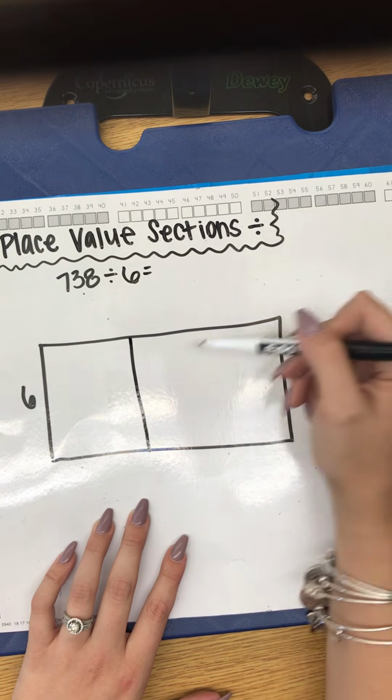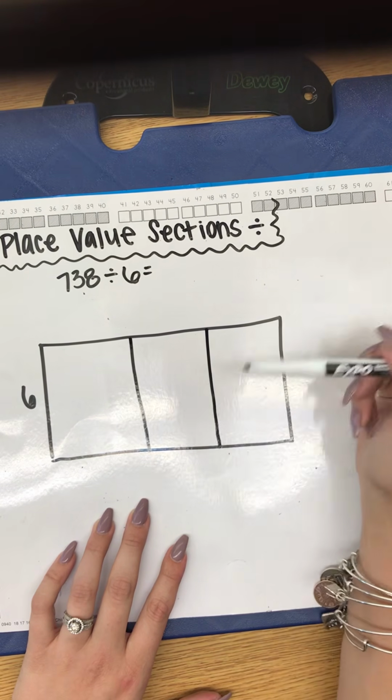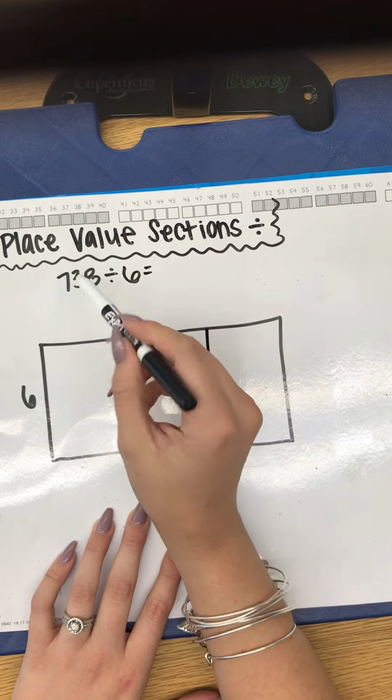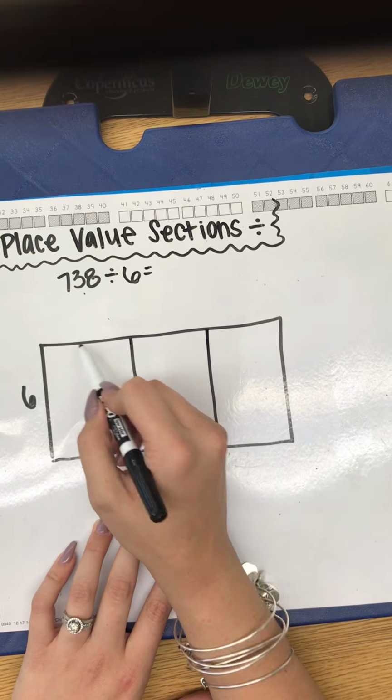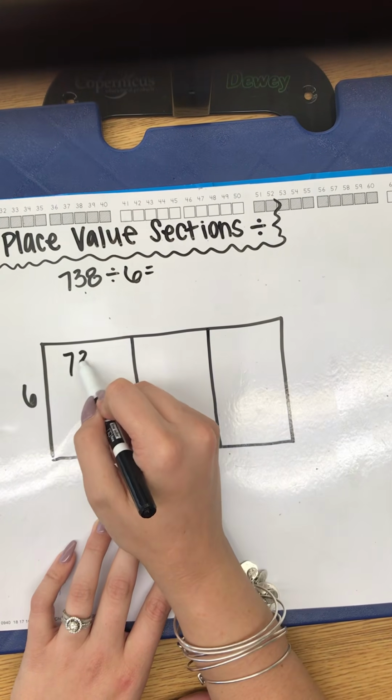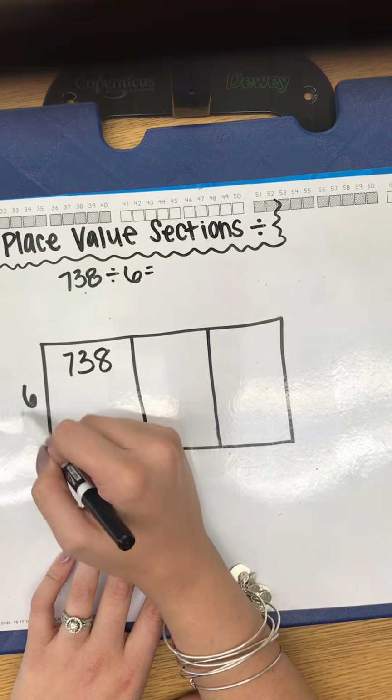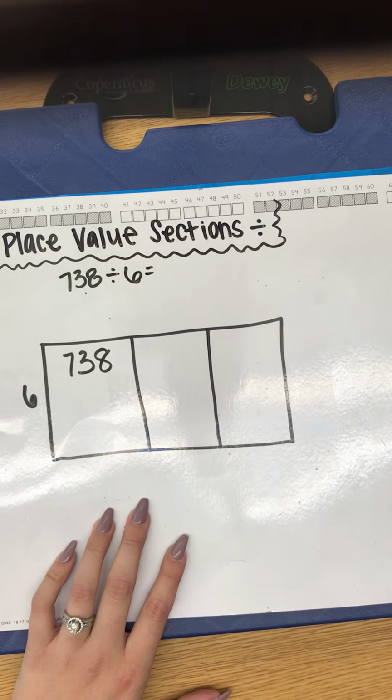So I'm going to go ahead and separate it back into my 3 sections, my hundreds, tens, and ones. And because this would have been the product or the answer from that multiplication problem, it's starting in here. And I'm going to find out 6 times what is going to equal that 738.